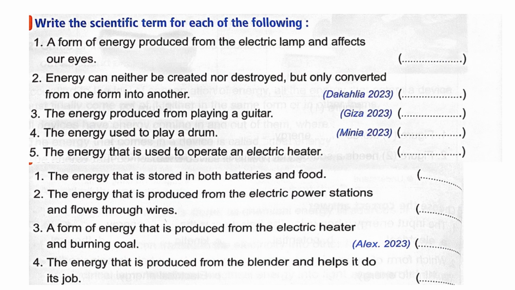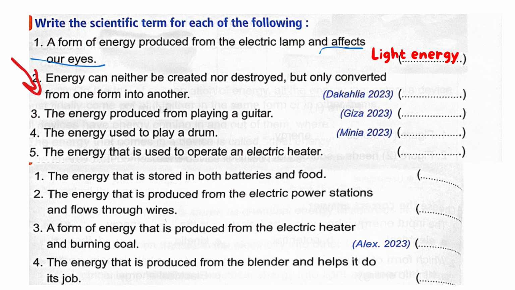We have here, write the scientific term for each of the following. First one, a form of energy produced from the electric lamp and affects our eyes. Here it asks you about a type of energy that comes out from the electric lamp and affects our eyes. We know that the energies produced from the electric lamp are thermal energy and light energy. So the energy that affects our eyes is the light energy.